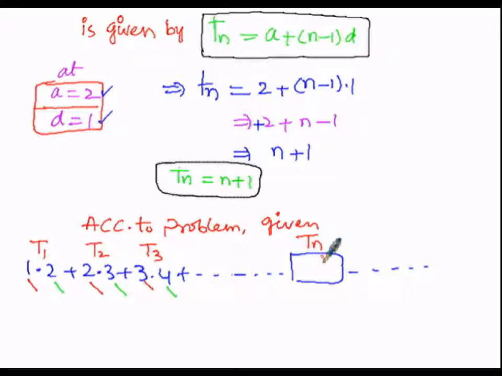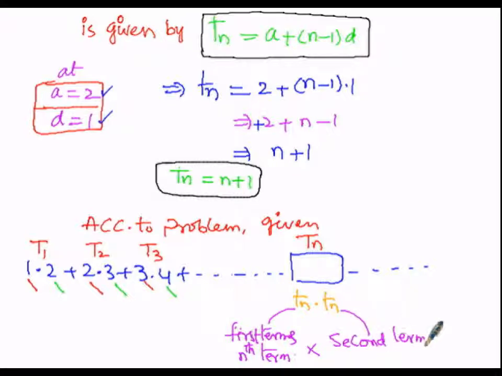the first terms' nth term into the second terms' nth term. Here the first Tn is the first terms' nth term, multiplied by the second terms' nth term. So we have to multiply the first term's nth term and the second term's nth term in order to get the capital Tn, the nth term of the given series.